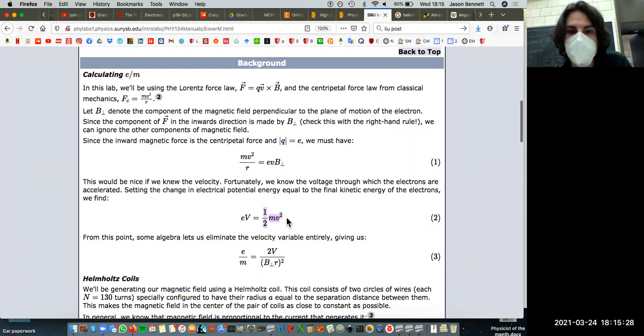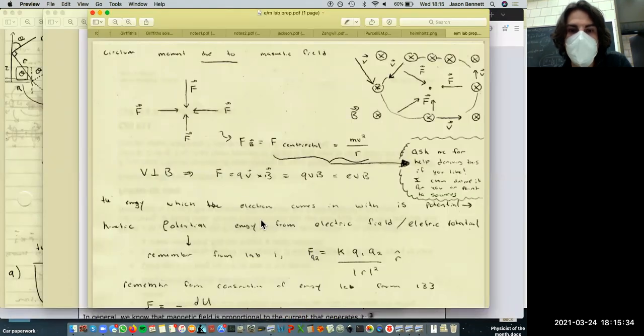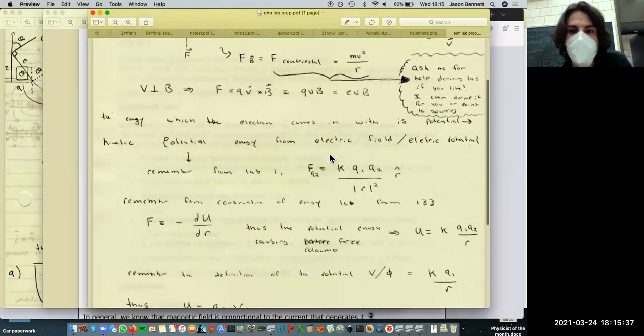Clearly, this is kinetic energy, but they just throw it at you that this is potential energy. So real quickly, I just wanted to explain why that is. We remember from the very beginning of the course that this was the force that a charge feels due to another charge. I believe we did this in the conservation of energy lab in 133, that the force is equal to the negative of the derivative of the potential energy.